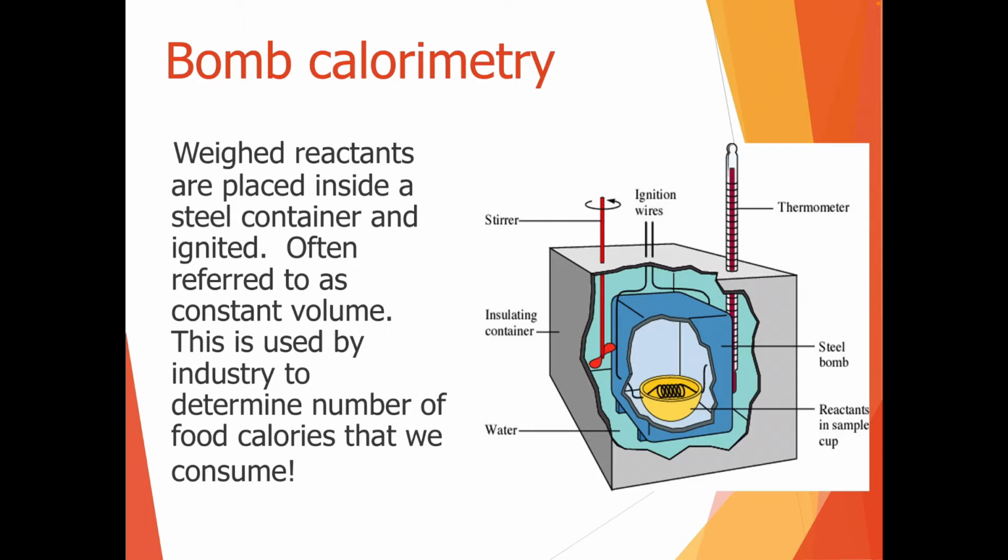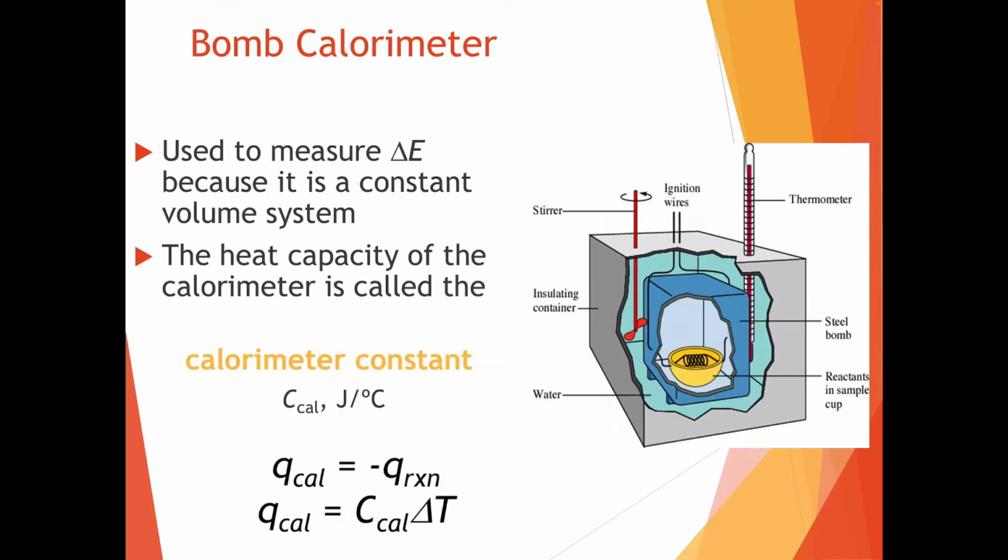In a bomb calorimeter, we will put usually a solid in this container, and then we will ignite it. And when we ignite it, we're going to see how much energy is released by the burning of whatever's in there, and we're going to monitor that via a temperature change. And we're going to say that all of the energy that's being released during this burning process is going to be absorbed by the calorimeter. And we are going to see that absorption by a change in temperature.